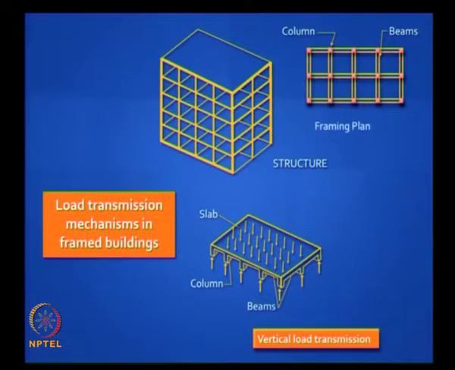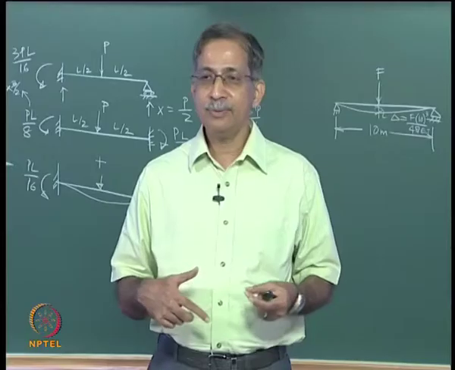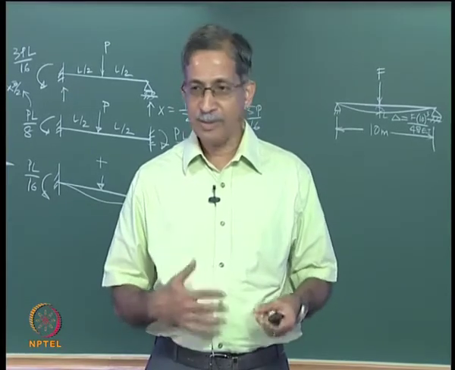If you have tall buildings, you have a problem of both vertical load transfer and horizontal load transfer. So let us take a typical framed building like this. You have columns and beams. So can you see this? This is the framing plan where you have columns and beams, they are integrally connected, and the loads are transmitted from the slabs to the beams, to the columns, to the foundations, okay, story by story.